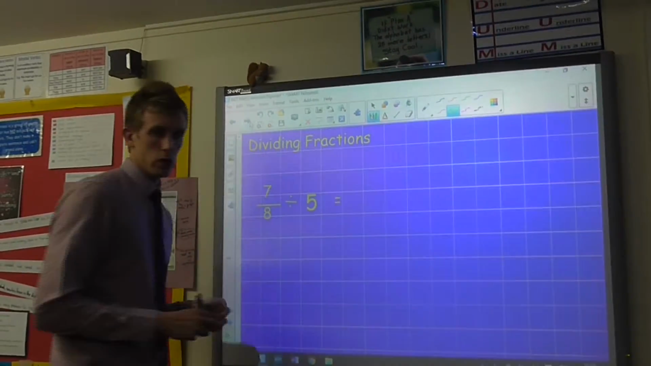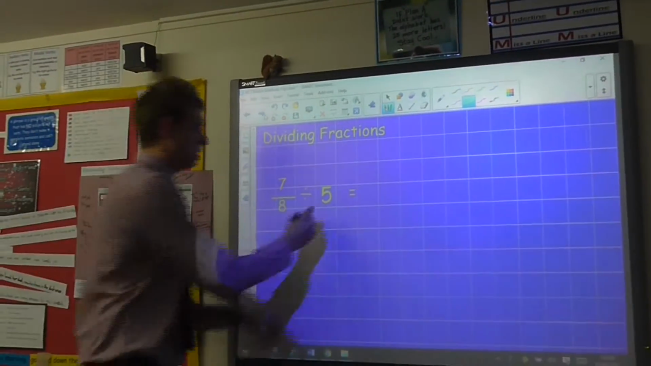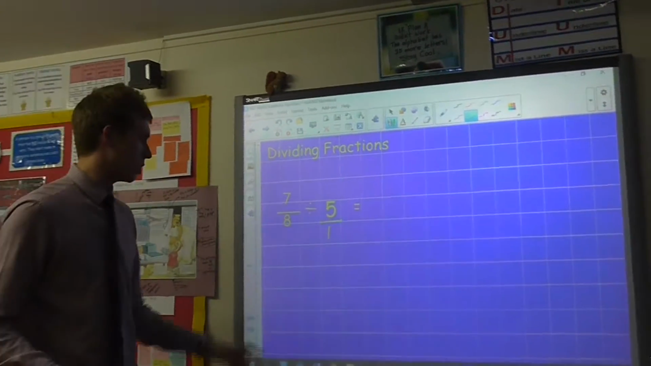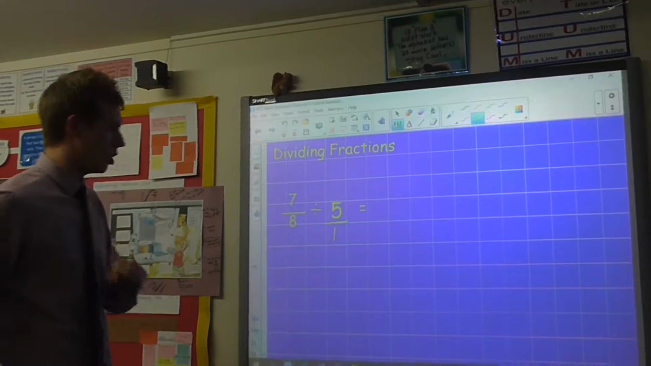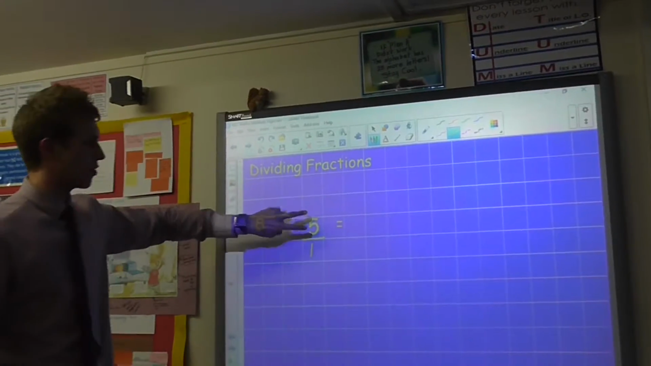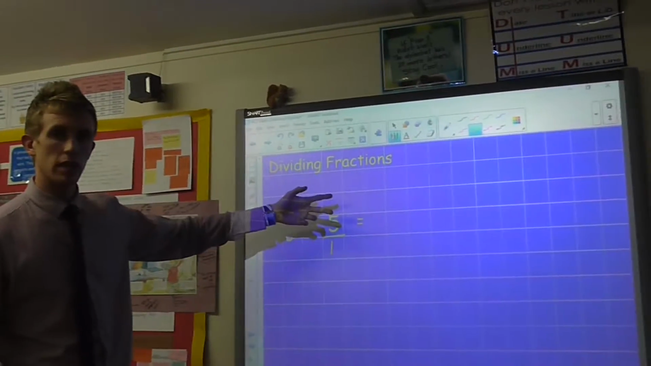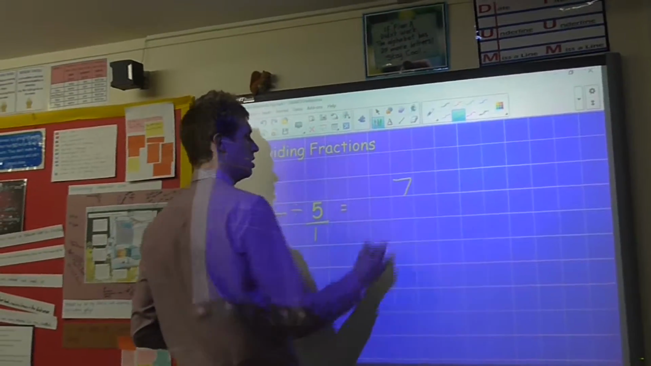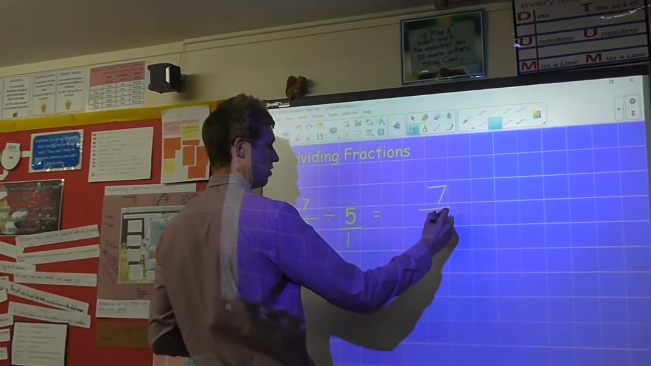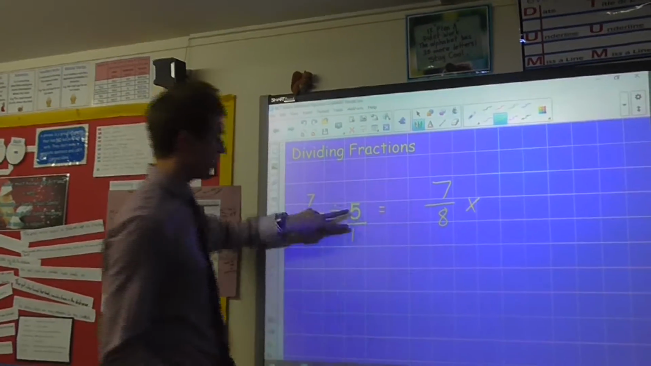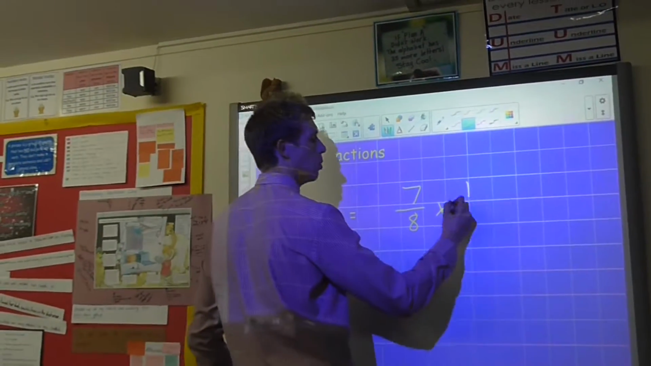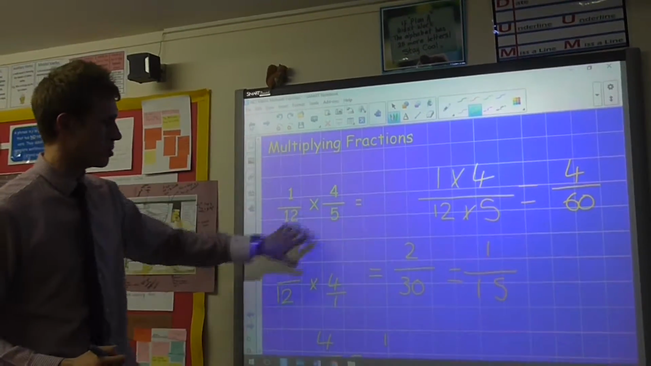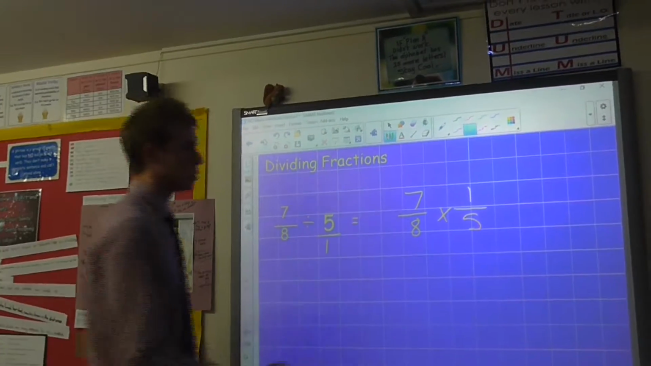When we're dividing by a whole number, again, that fraction really is 5/1. So what I do is I have to flip my fraction upside down, and then I multiply. So I've got 7 over 8 multiplied, if I flip my fraction over, by 1 over 5. Then we go back to exactly the same method that we did here, where we multiply the two together.